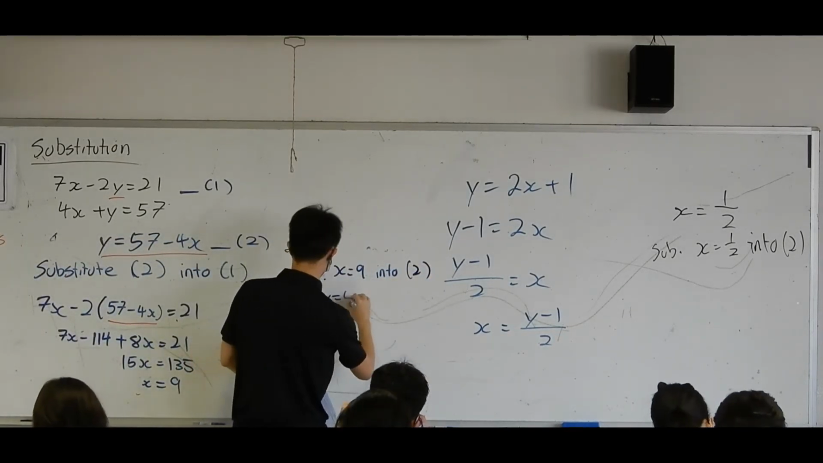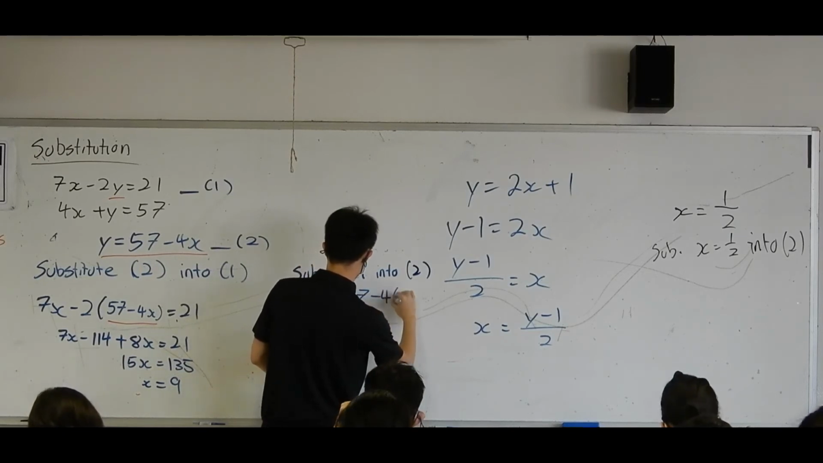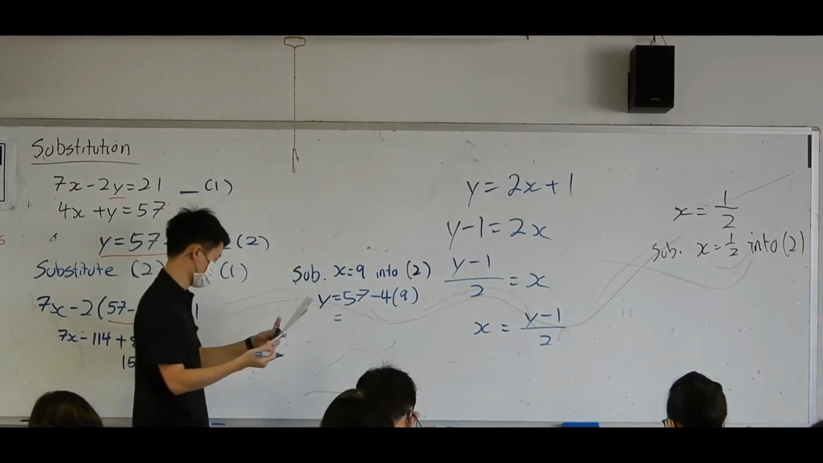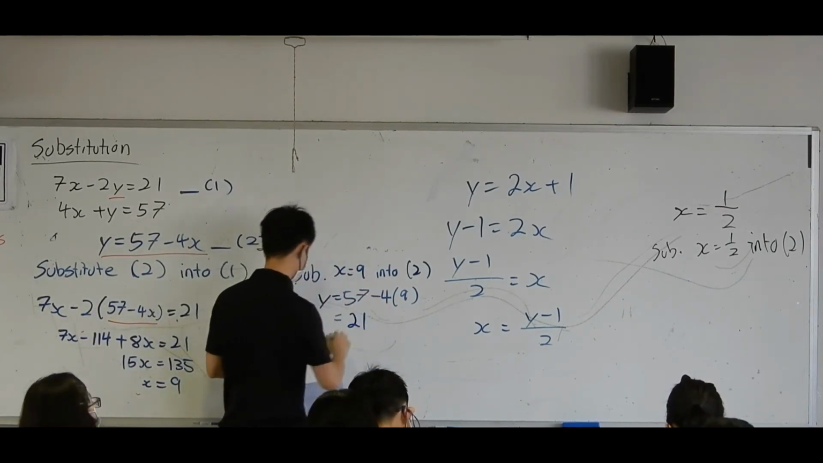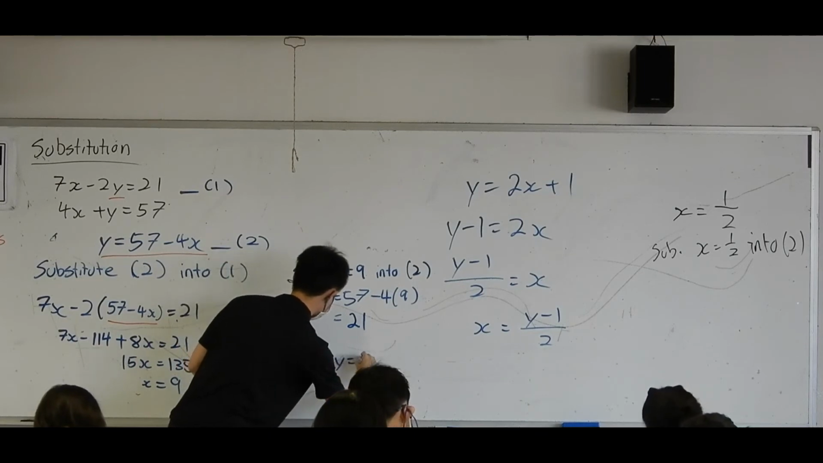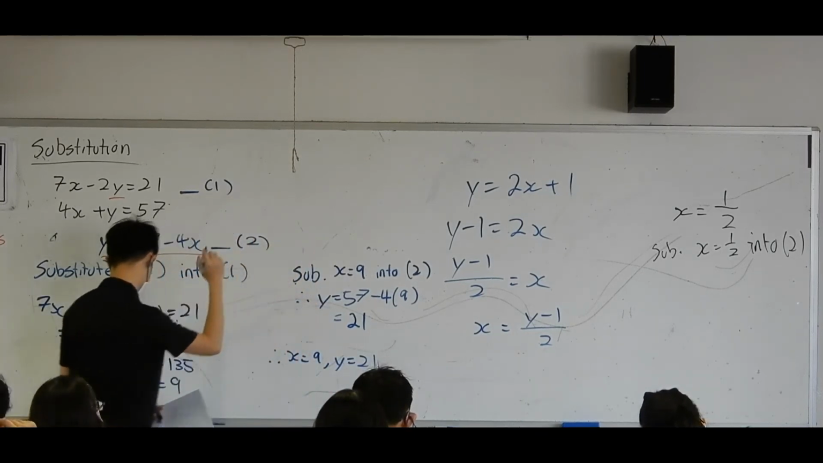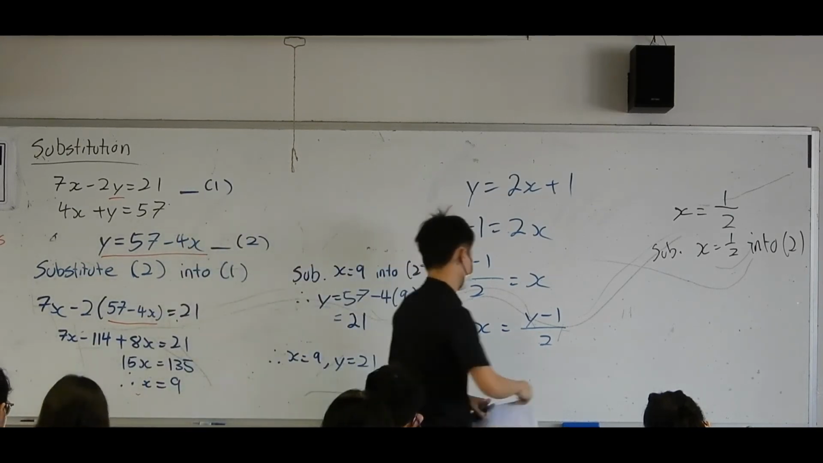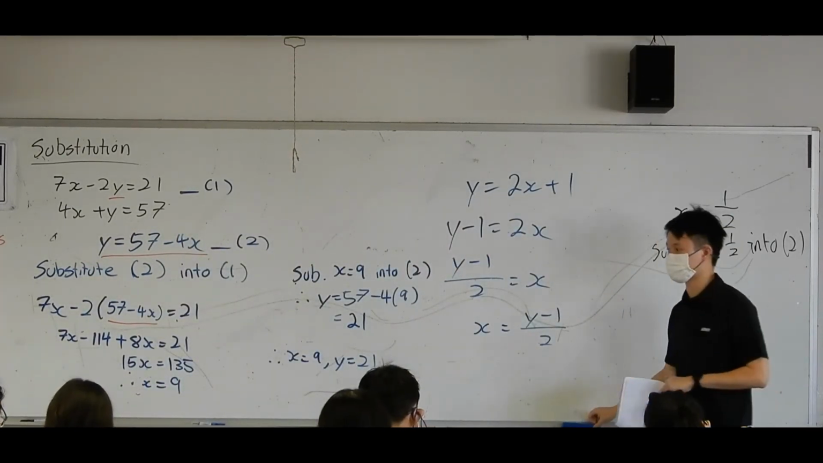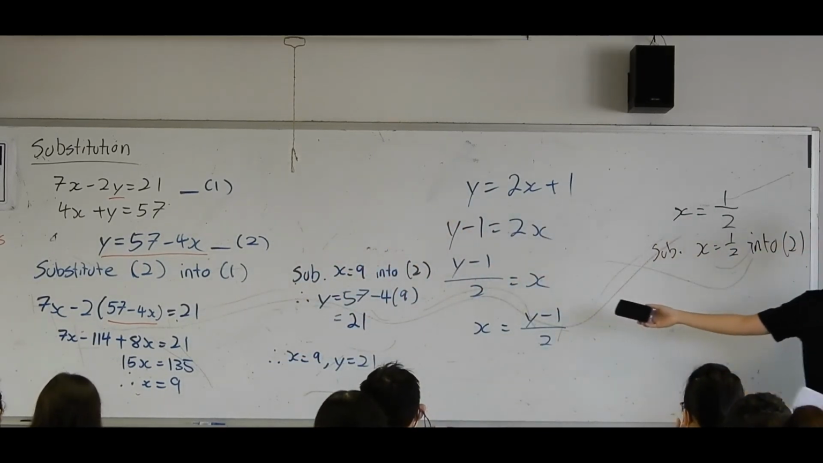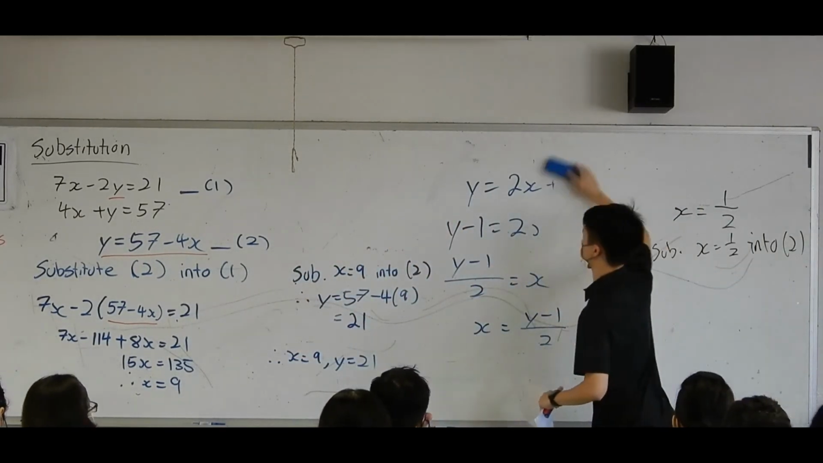Okay, y equals to 57 minus 4 times 9. Okay, you can use your calculator, no problem. You get 21. Okay, so therefore x equals to 9, y equals to 21. Or you want to write here or here also can. Okay, so substitution method, the only part that is different is the first step. The second step is the same as elimination method.